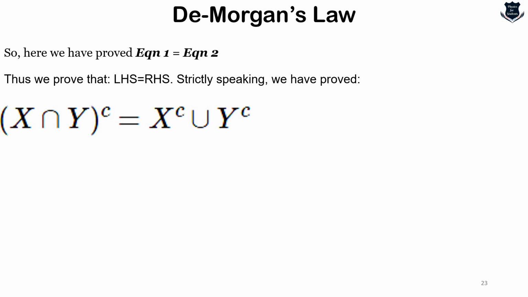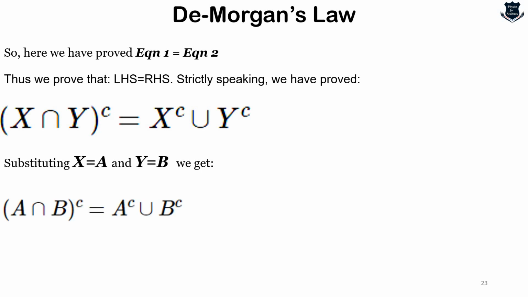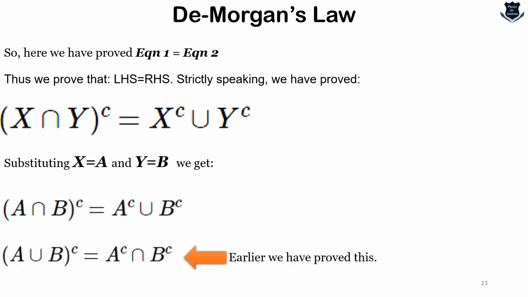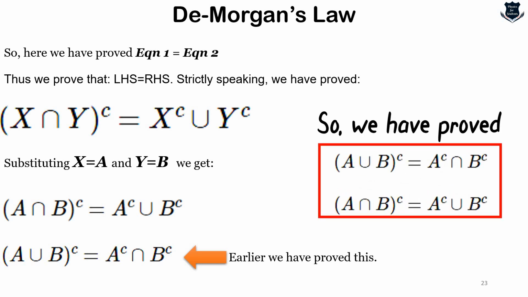So you see the intersection equals the union, which is the complement, and now again we substitute x equals a and y equals b. We get this one. And earlier, if you go back to my video, we have just proved the union and intersection complement. So finally we have proved this one. So the De Morgan's law, I won't say it is a proof, but we can substitute these values in order to prove the De Morgan's law, which is now highlighted on the right hand side with a red box.